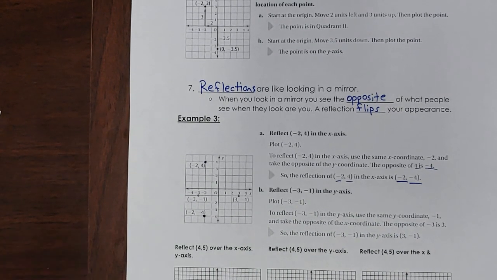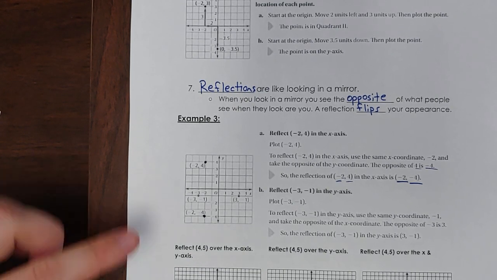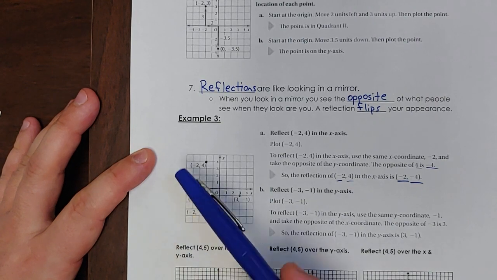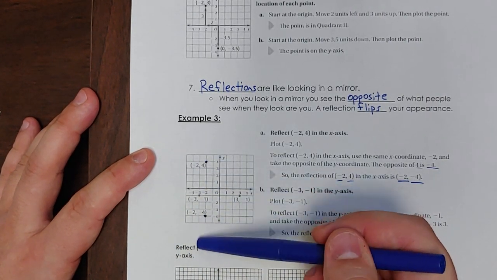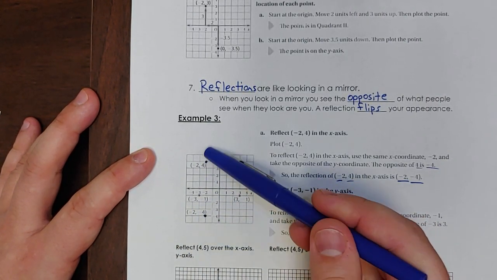So think of this like a reflection. If there was a mirror on the floor, or maybe looking at a lake. So when we're reflecting on the x-axis, the mirror is the x-axis. So the reflection is going to go up and down. Okay.